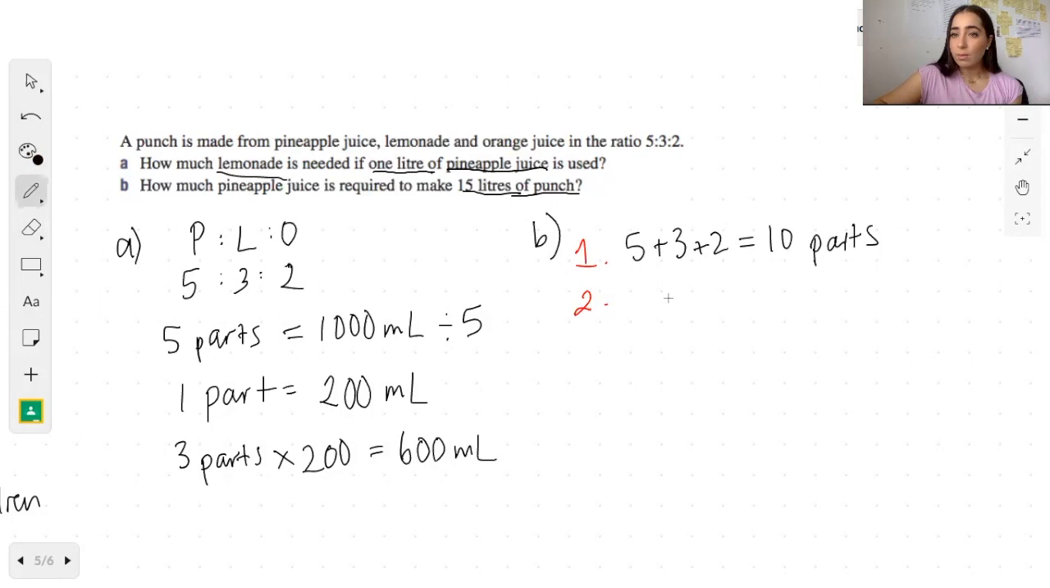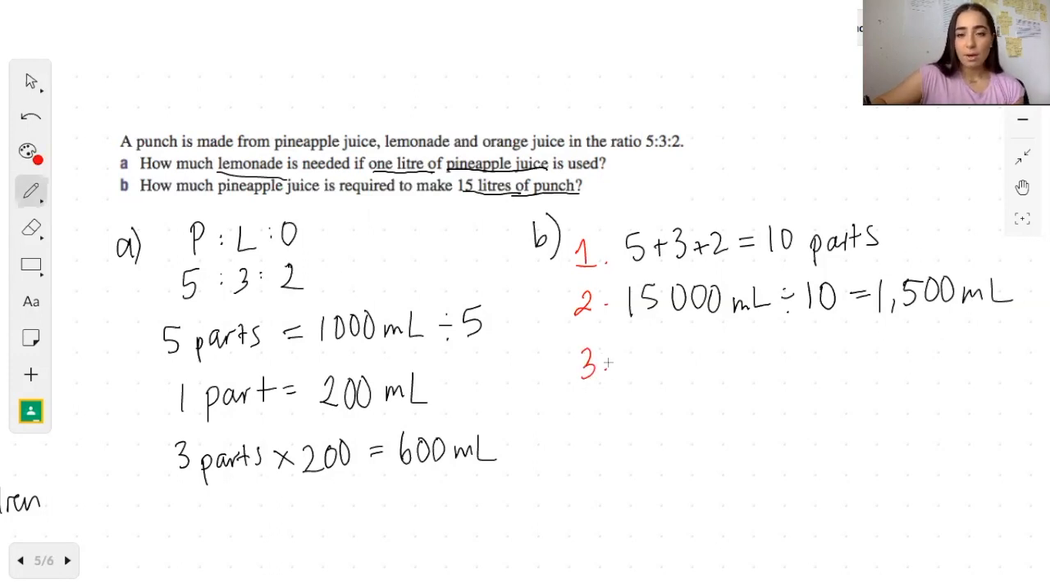Then in order to find 1 part, we take the total quantity, so 15 litres. So I'm going to write that in milliliters, so 15,000 milliliters. And we're going to divide that by the total number of parts because this represents the total number. So that gives us 1,500. So that represents 1 part.